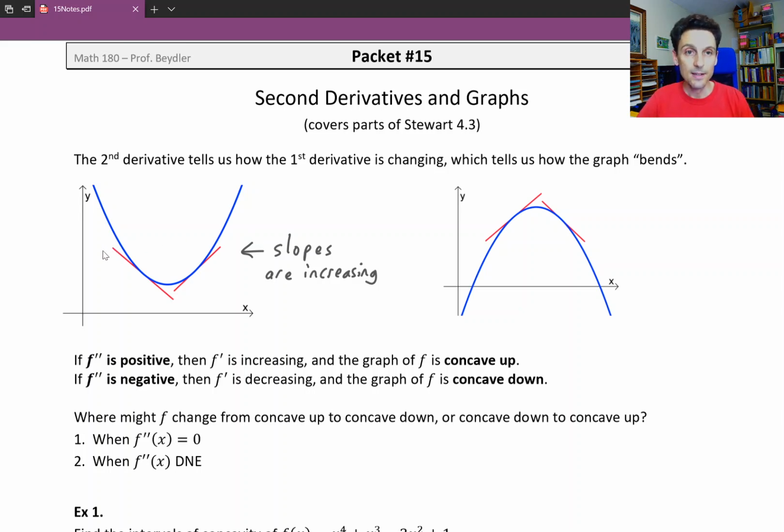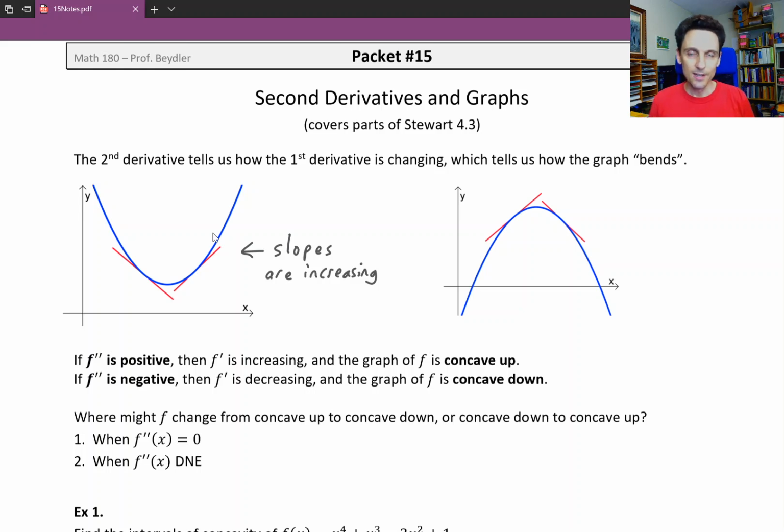That means that the rate at which the first derivative is changing is positive. If the first derivative values are getting bigger and bigger as you move from left to right, because the slopes of the tangent lines are getting bigger and bigger, then the rate at which the first derivative is changing is positive. So in those cases, you get a situation where the curve bends in this kind of upward manner.